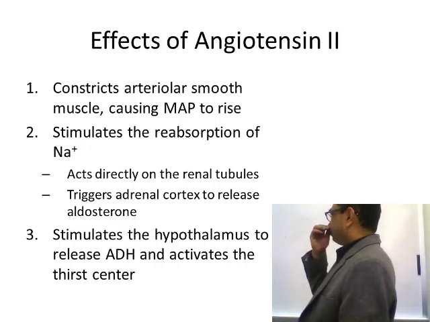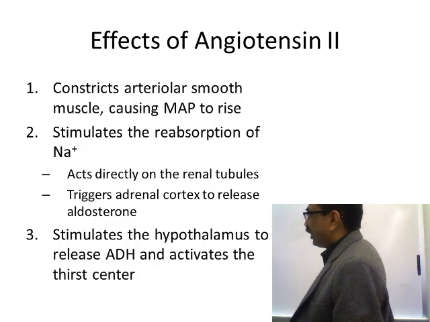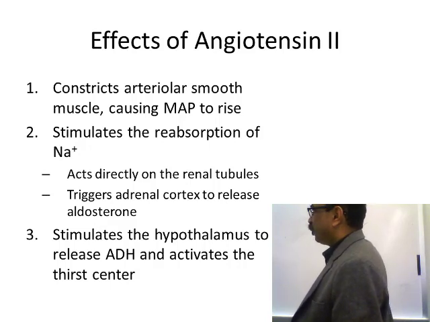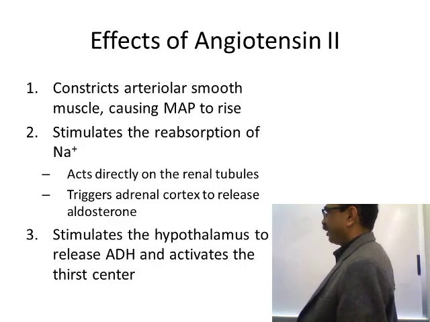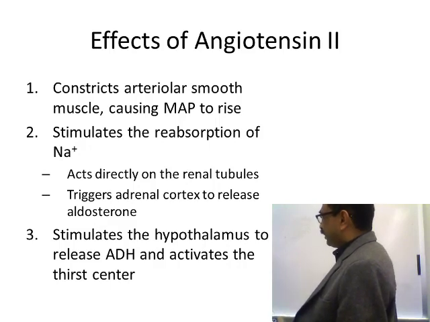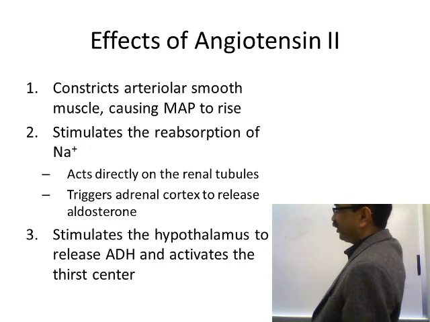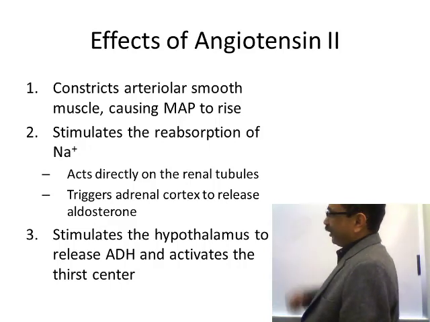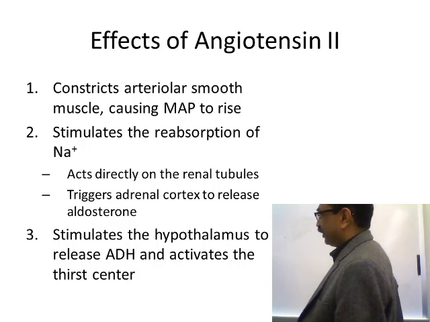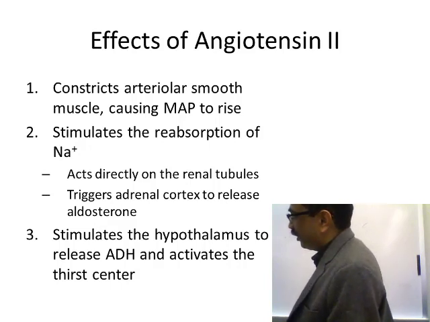And you remember, when sodium is reabsorbed in the distal convoluted tubule, water is also taken out. So that increases the blood volume. Also, angiotensin II directly stimulates the adrenal gland to release aldosterone. We have talked about aldosterone. That hormone comes from the adrenal gland. That increases the sodium and water reabsorption, increases the blood volume, increases the blood pressure.